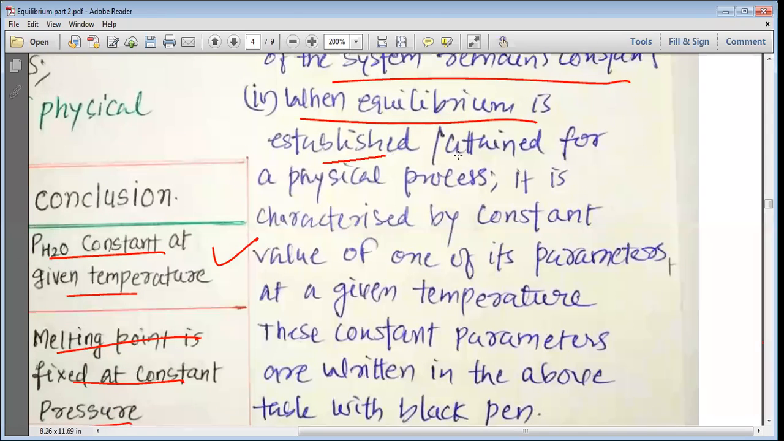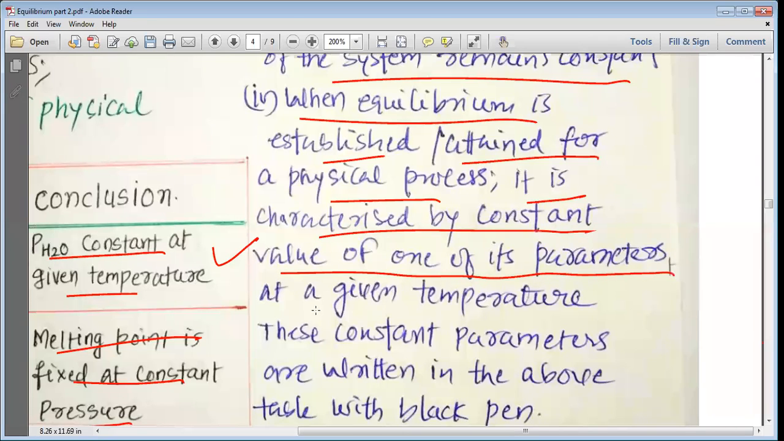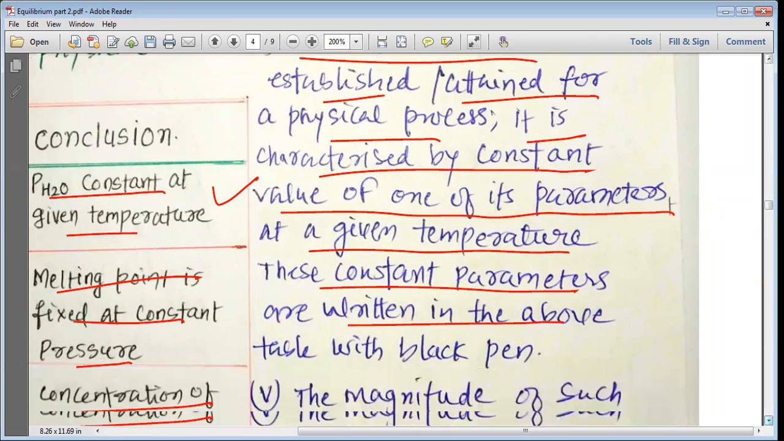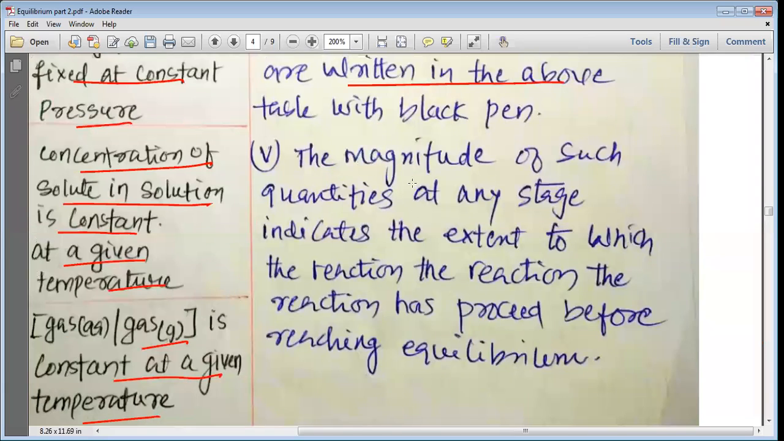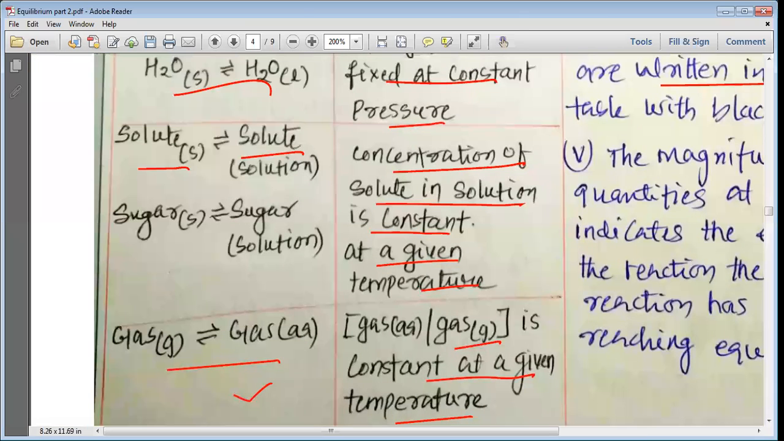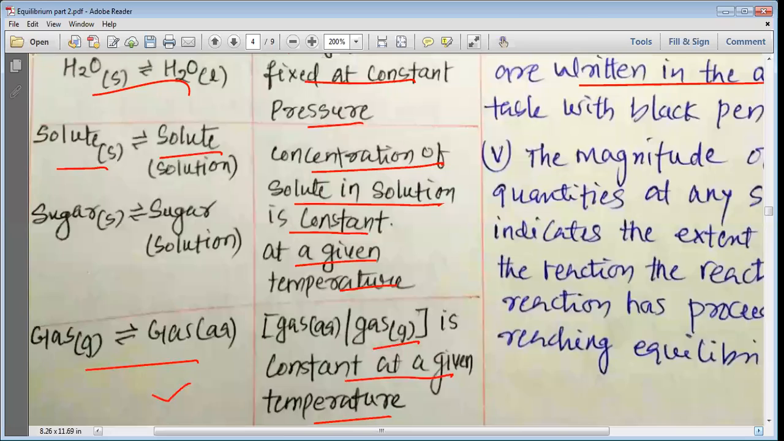When equilibrium is established for physical processes, it is characterized by the constant value of one of its parameters at a given temperature. These constant parameters are written in the above table. So these parameters which remain constant we have already discussed, but you can understand that whenever an equilibrium is established, some of the parameters remain constant, which we have studied in this table. I'm talking about this table. Yes, this one. So let us move to the next point.